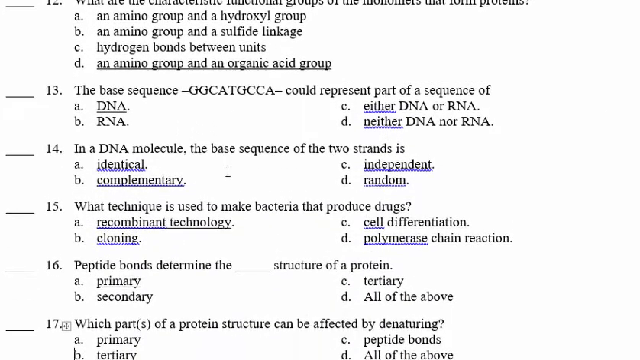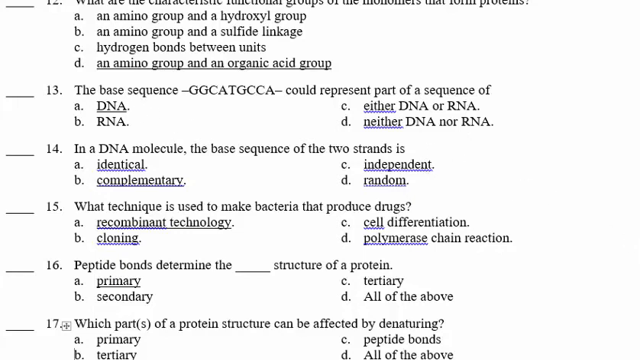The base sequence G, C, A, T, G, C, C, A could represent a part or a sequence of only DNA. Why did we choose DNA and not RNA? Because the base T is only present in DNA and is replaced by U in the case of RNA. So whenever you see RNA, it's not the answer, and the only answer is DNA.